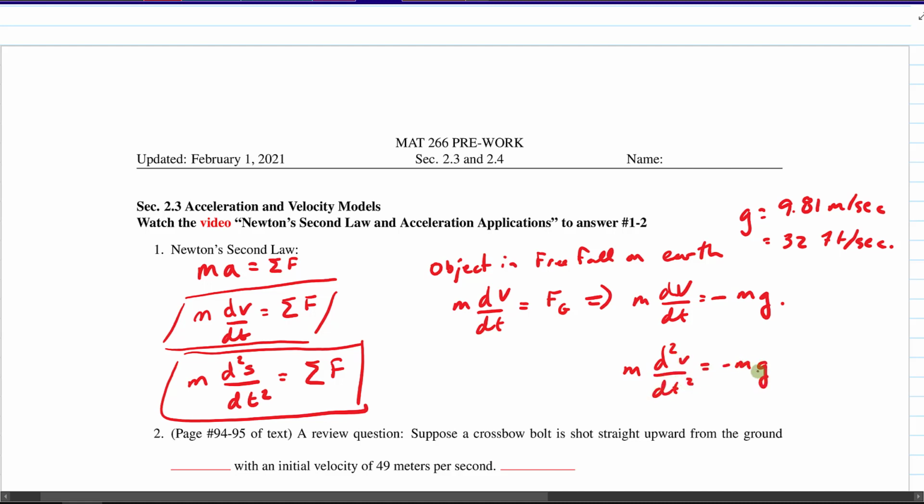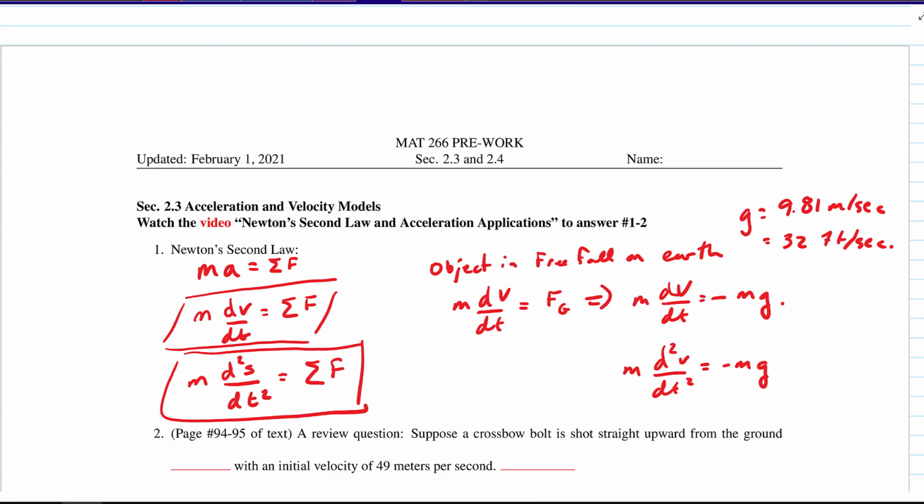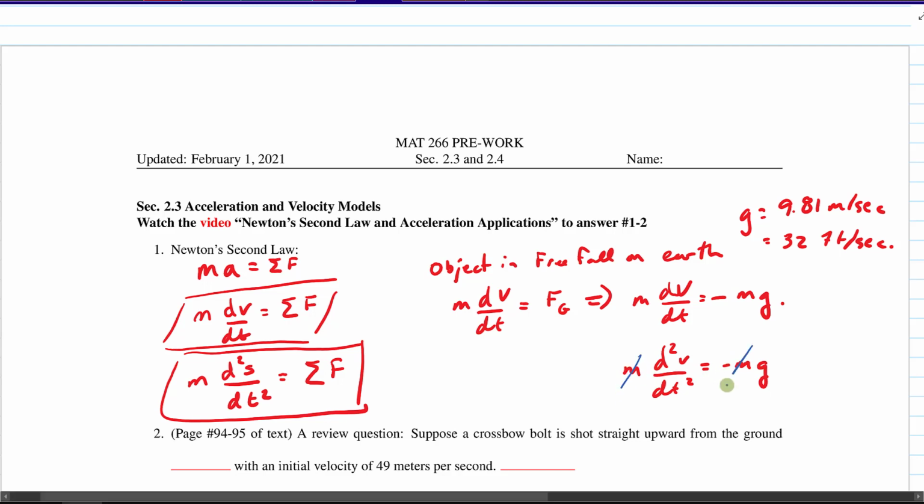And what do we notice? In this case, the mass is irrelevant. It divides out, and so we would have the second order differential equation, the second derivative with respect to t is just equal to negative g. And this is usually where you then start either a Calc 1 or a physics problem, even if you're not considering it a differential equation.